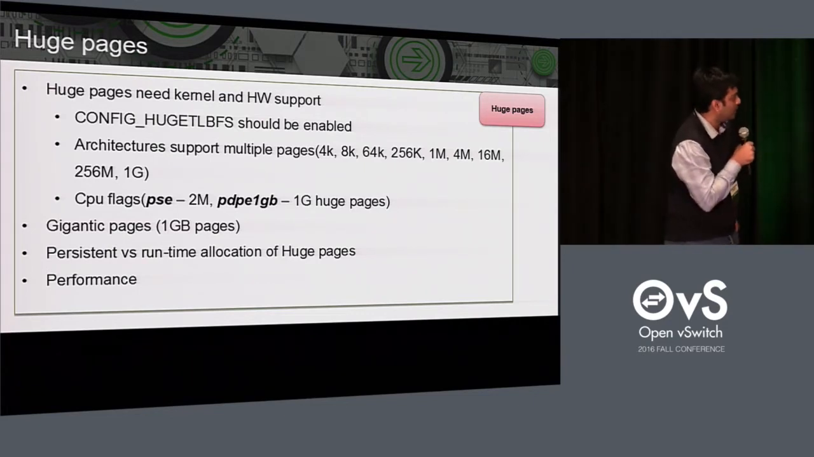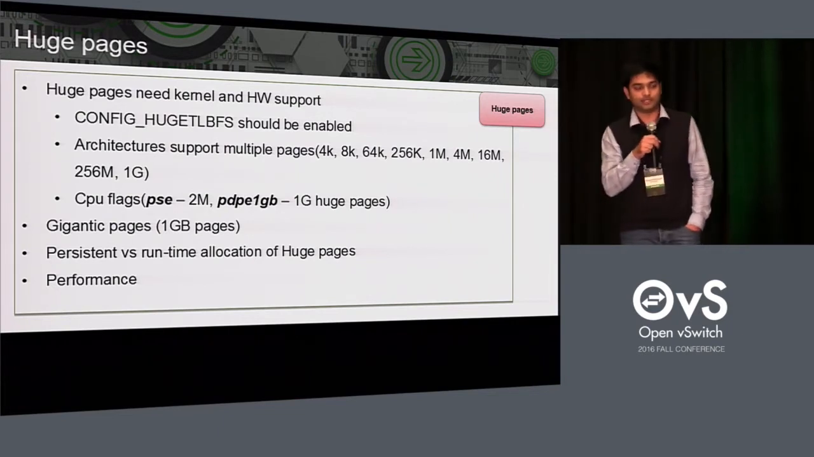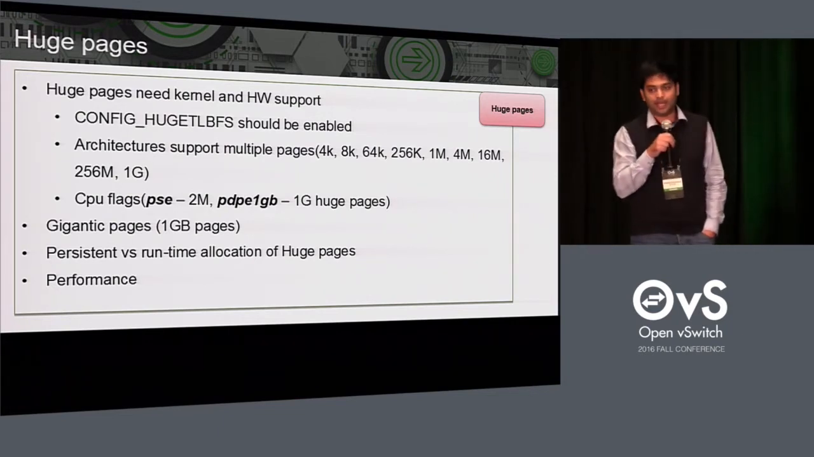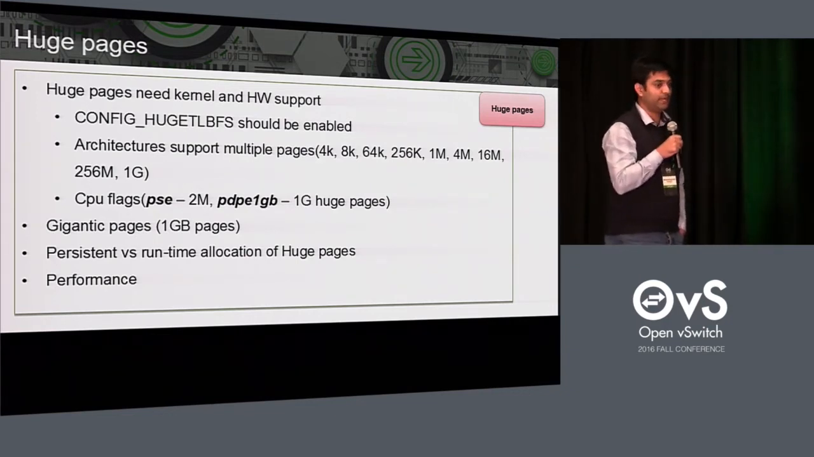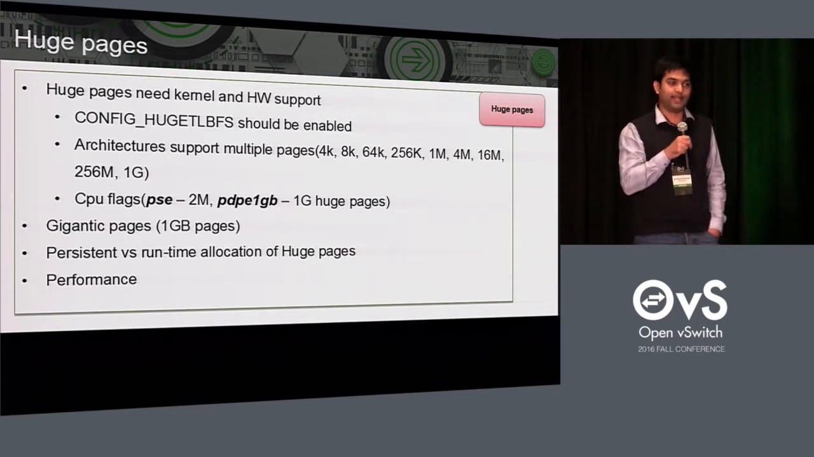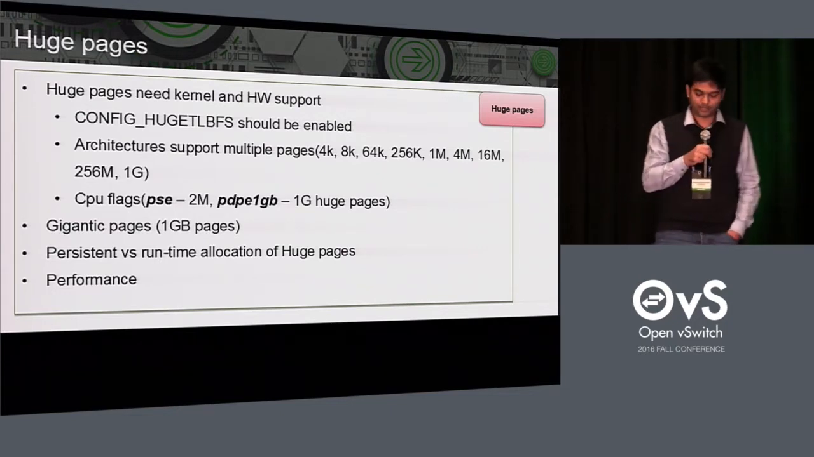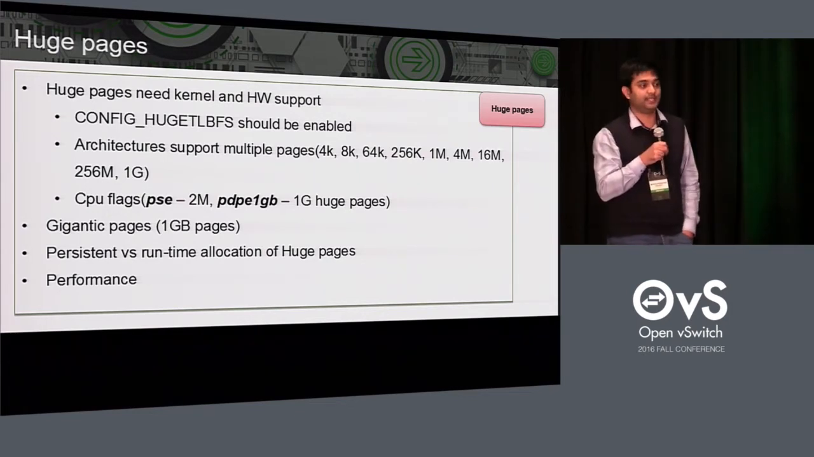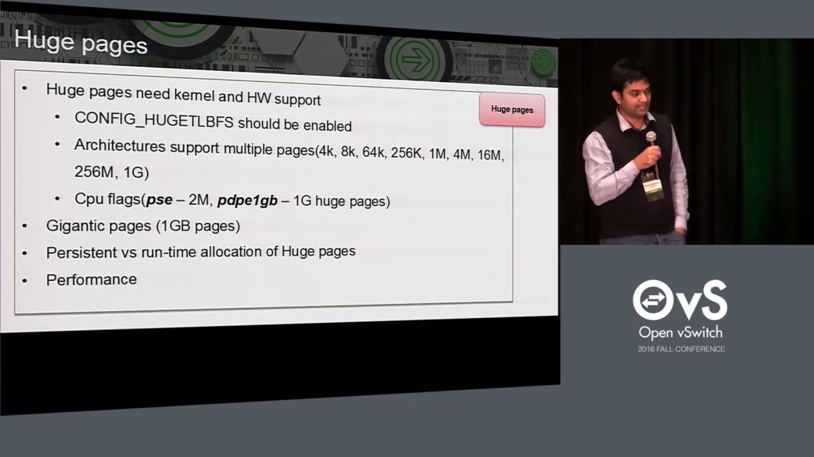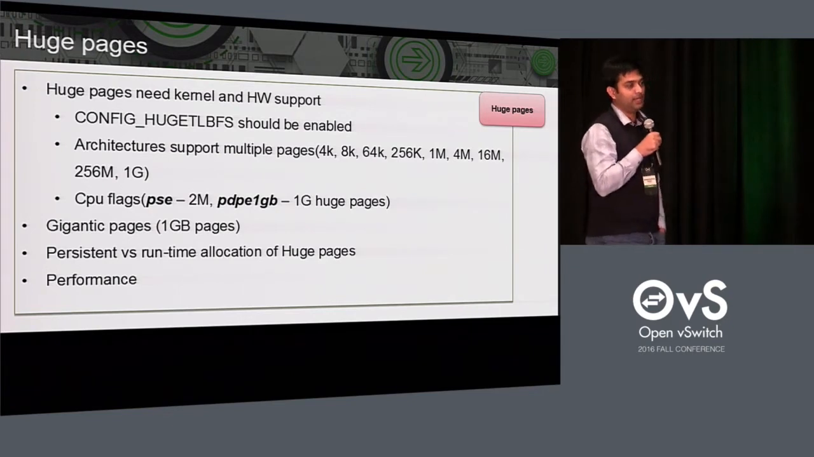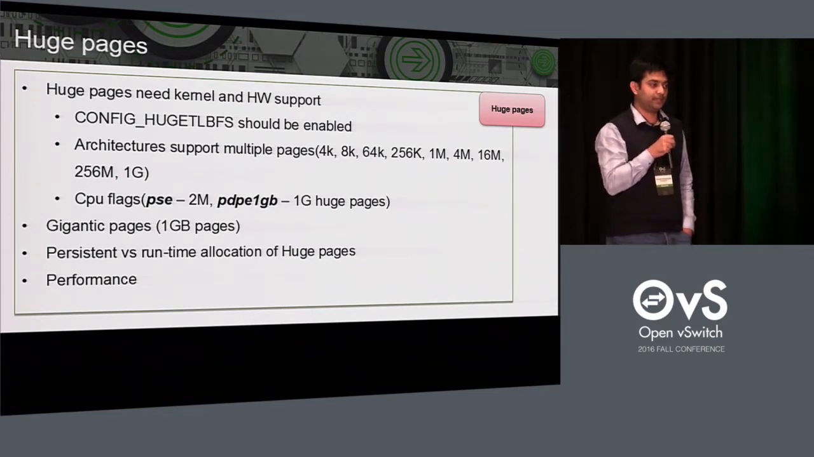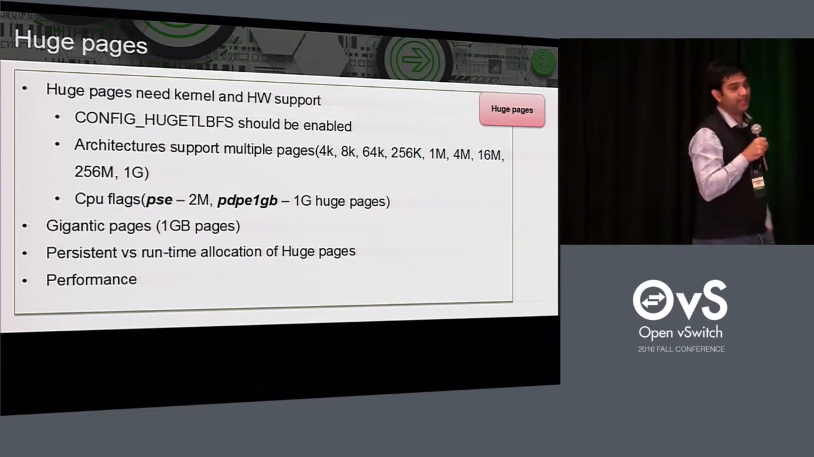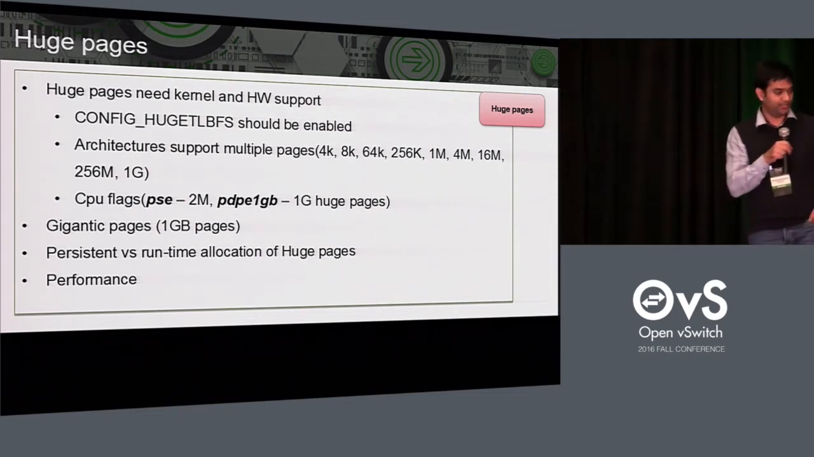And coming to the persistent versus runtime allocation of huge pages, the huge pages can be allocated and deallocated at runtime. That means both the 2 meg and 1 gig pages can be allocated and deallocated at runtime. There have been some doubts with allocating and deallocating 1 gig pages at runtime. I would say that if you have the CMA support in your kernel, that's quite possible. CMA stands for the contiguous memory allocator. With that, you can allocate and deallocate 1 gig pages at runtime because the buddy allocator as such can't handle 1 gig pages.